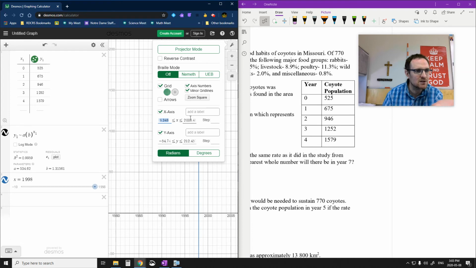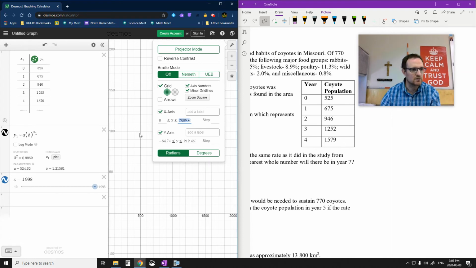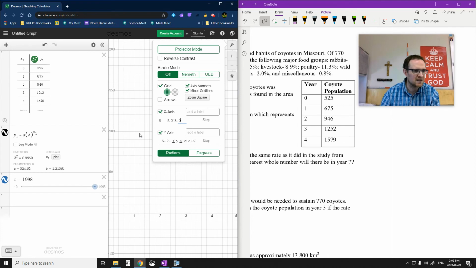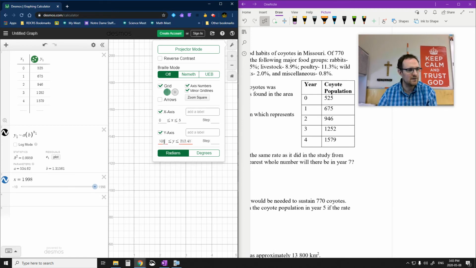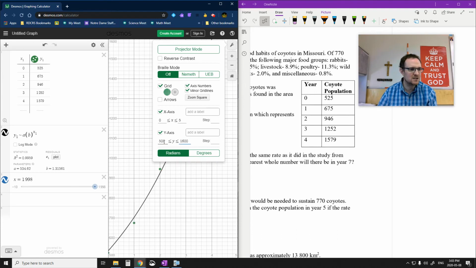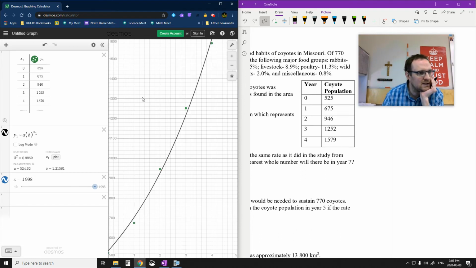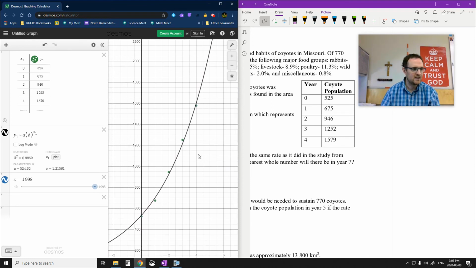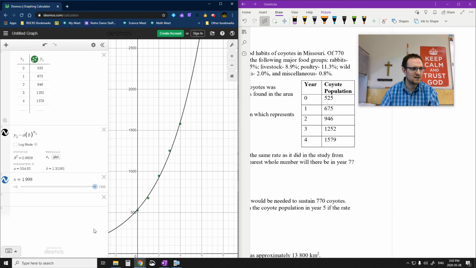My x's here, they just go from 0 to 4. So I'm going to go from 0 over to 5-ish, something like that. And my y values, my lowest y value is 500. So I'm going to go from 500 to my highest value, 1600-ish. You can type in those exact numbers if you want. Here's my graph. Yeah, it looks pretty good. It looks pretty exponential to me. I like how it starts on the y-axis here.